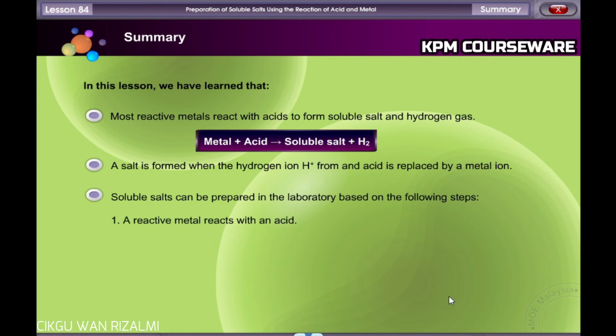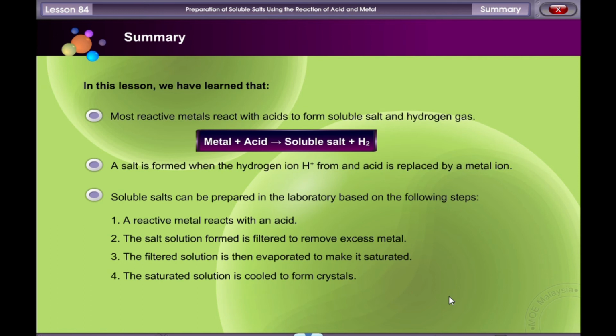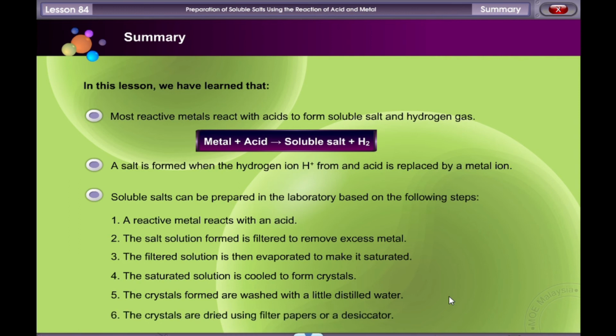First, a reactive metal reacts with an acid. Next, the salt solution formed is filtered to remove excess metal. The filtered solution is then evaporated to make it saturated. The saturated solution is cooled to form crystals. Then the crystals formed are washed with a little distilled water. After that, the crystals are dried using filter papers or a desiccator.